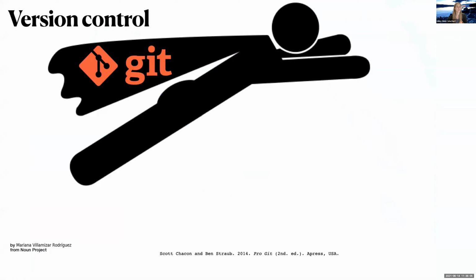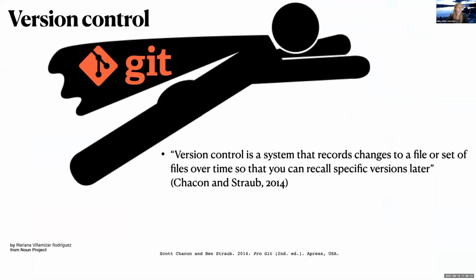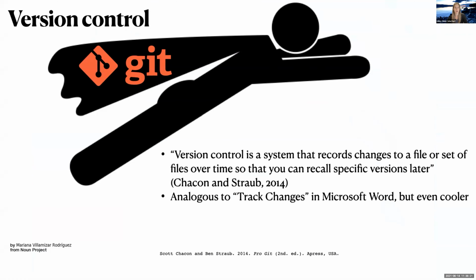And as it turns out, version control is really good at preventing a lot of the frustration that I just described. So what exactly is it? Version control is a system that records changes to a file or set of files over time so that you can recall specific versions later. So you can think of it as being analogous to the track changes feature in Microsoft Word, where you can see the full history of changes that have been made. But it's even cooler than that. And by cooler, I mean more powerful and more rigorous.